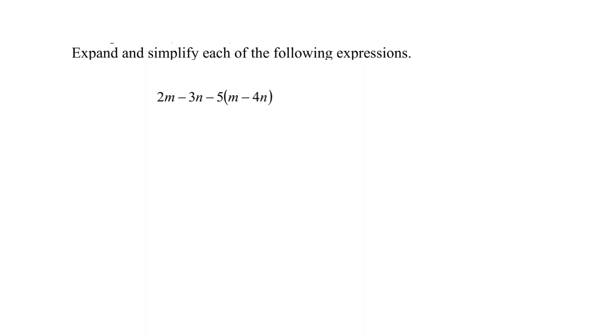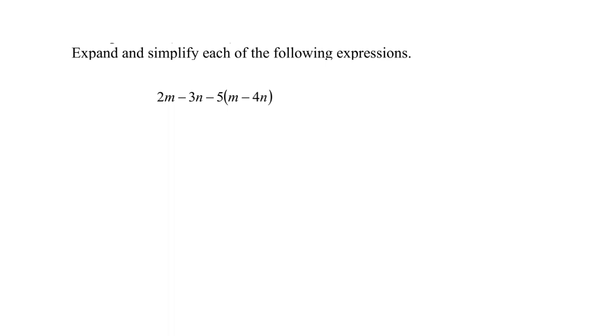Hello everyone, welcome to this video where we will need to expand and simplify this algebraic expression. And so, you do realize that this is 2n minus 3n minus 5 times the bracket n minus 4n.